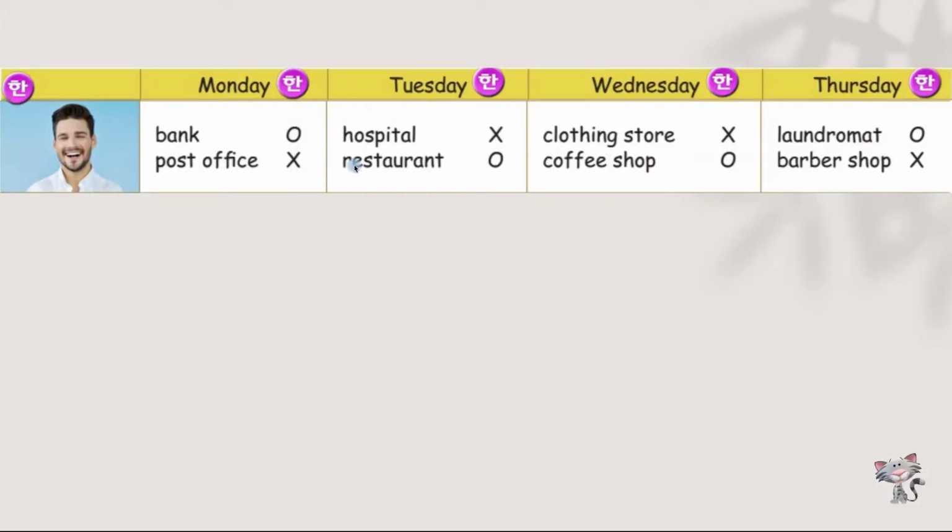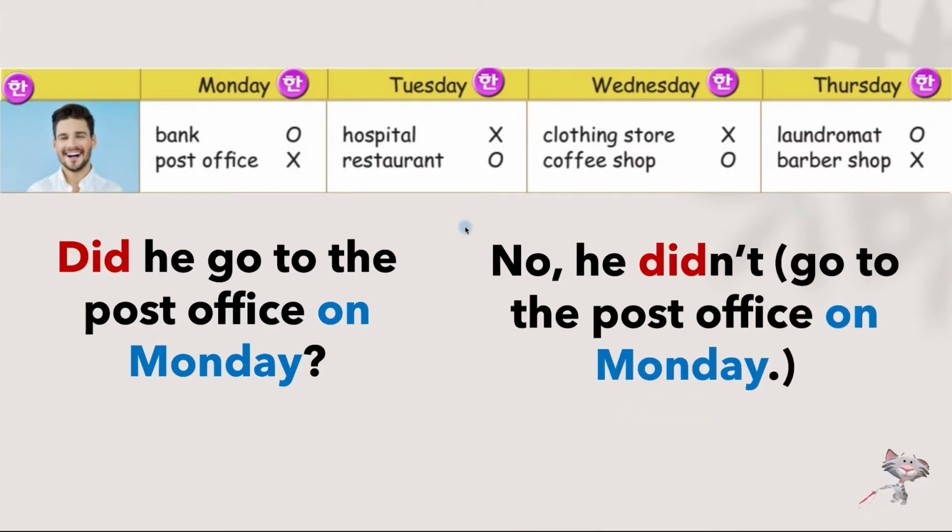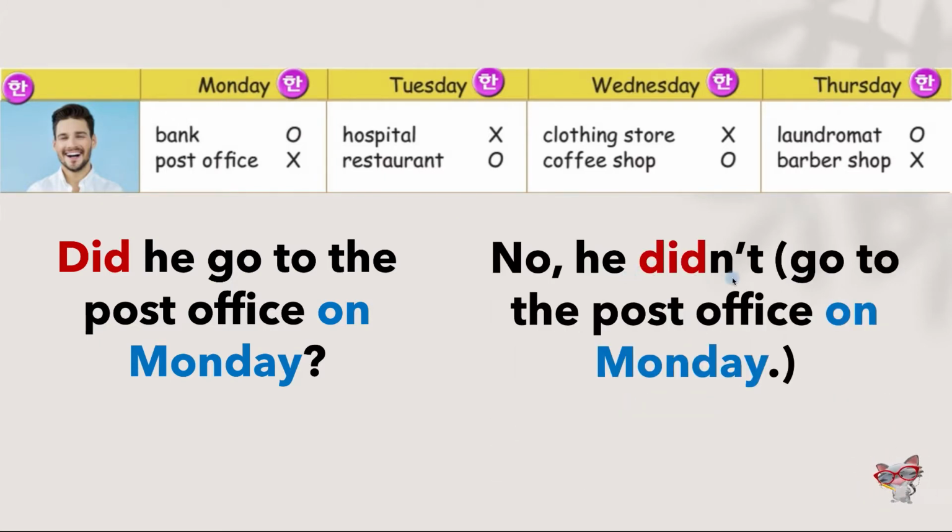So let's look at this in a bit more detail. Did he go to the post office on Monday? The book gave you an option of yes or no, but here we've got an X, so we'd say, no, he didn't. And notice in the book, it just stops. But this bit, you don't repeat because it's in the question. So you know he didn't go to the post office on Monday. We've got time expression, and we've got past tense. But we have two options here. We've got post office and we've got bank.